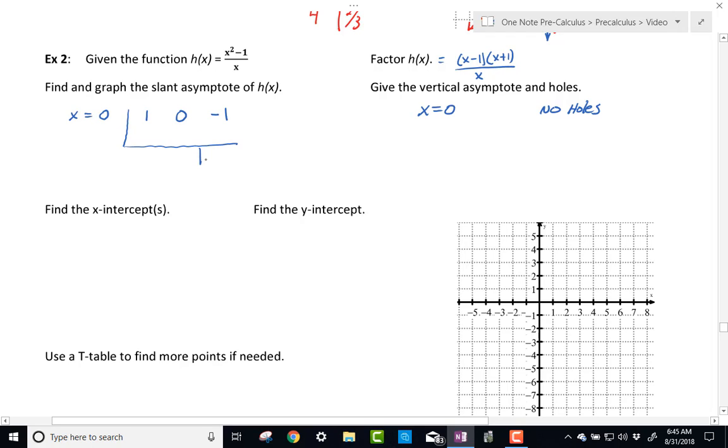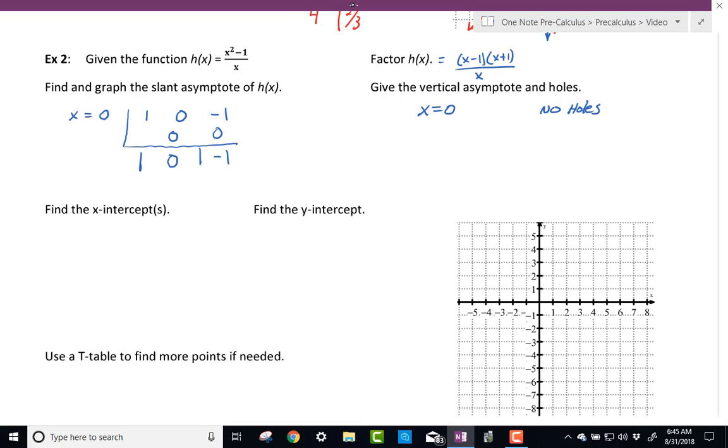And let's go ahead and do it. You drop down the 1 and multiply by 0, that's 0. You add these guys up and that's 0. You multiply that by 0 and you get 0. And so my remainder is negative 1, but if you remember, we don't care about the remainder.